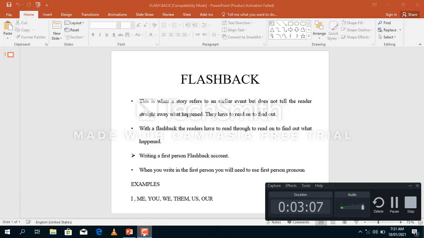So, usually, with a flashback, the readers have to read on to find out what exactly happened. So, the reader will say, okay, in the flashback, this is what happened. But they did not finish the flashback. I should continue reading again and again. This flashback is mainly used in storytelling books.